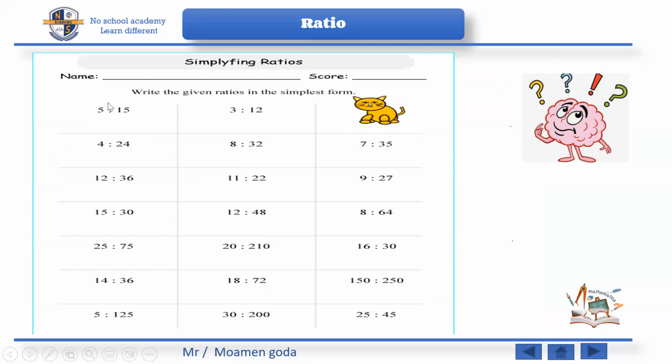Okay, number 3, can I make 5 divided by 3 and 15 divided by 3? I can make 15 divided by 3, but I can't make 5 divided by 3, so I can't use number 3. What about number 4? Can I make 5 divided by 4 or 15 divided by 4? No, can't be. So here you think about number 5. 5 divided by 5 and 15 divided by 5. Yes, both of them are divisible by number 5, so I can use number 5. So 5 divided by 5 will be 1, and 15 divided by 5 will be 3. So the ratio will be 1 to 3. This is the simplest form for this ratio.